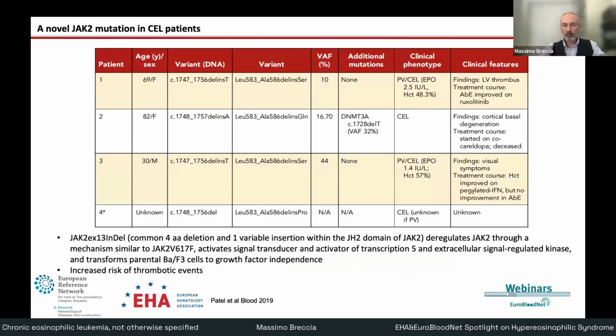But it is not the only rare mutation associated with CEL-NOS. Another one was reported in patients in which a new variation of JAK2 was observed. This time it is an exon 13 indel, in which a common 4 amino acid deletion and one variable insertion within the pseudokinase domain of JAK2 was observed, which deregulated JAK2.